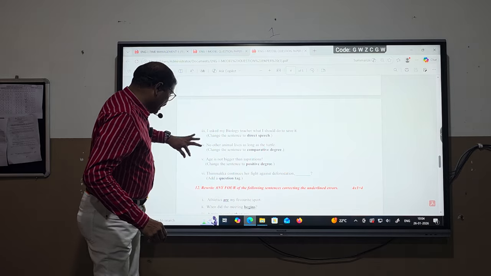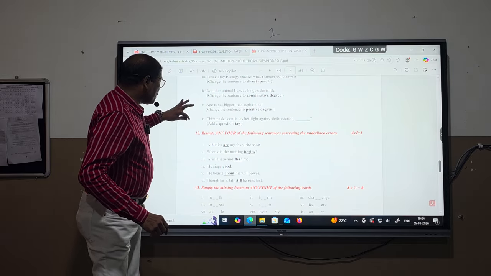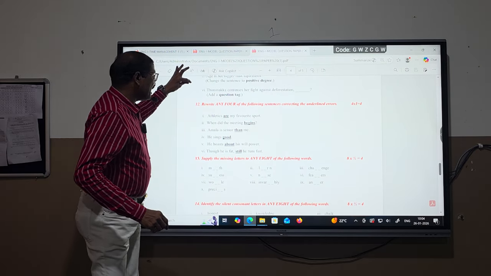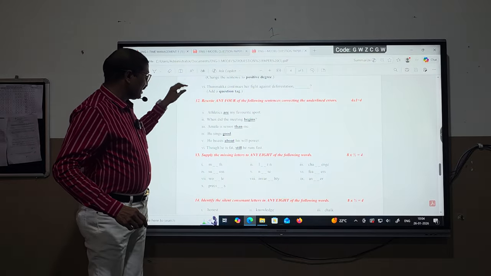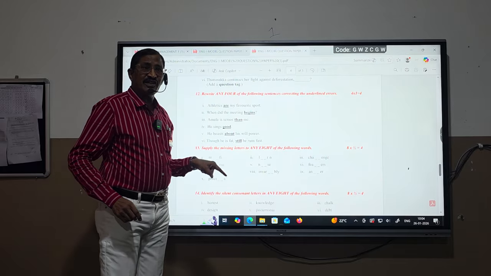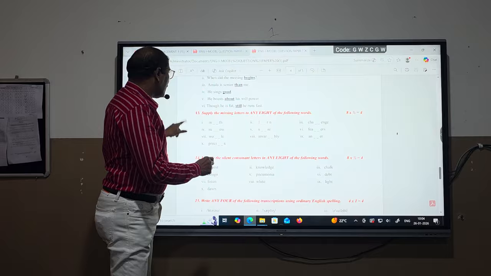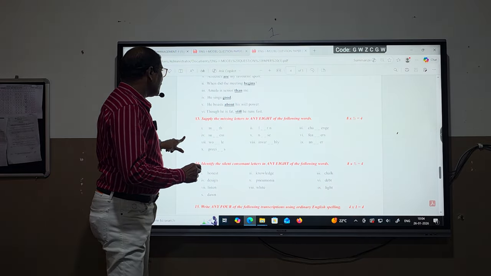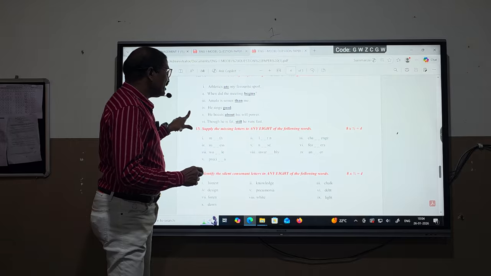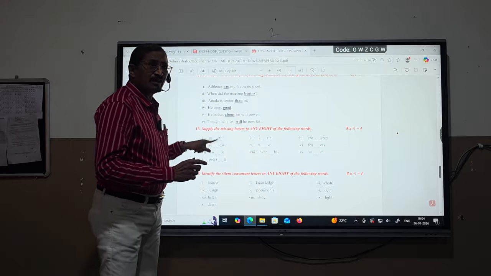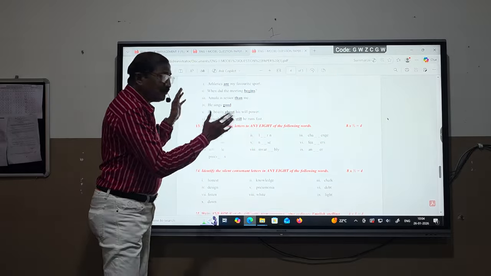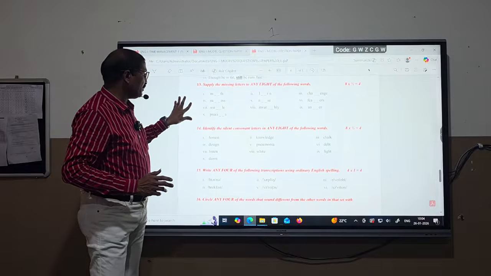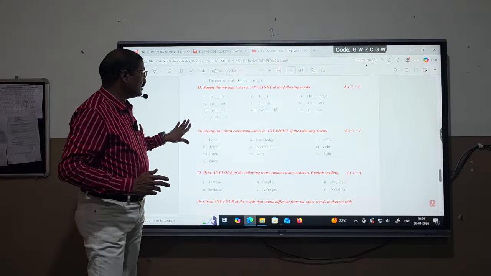And the next question is the 12th question. What is that one? Correction of the sentences. 6 such sentences are given, and somewhere a word or a part of the sentence may be underlined.